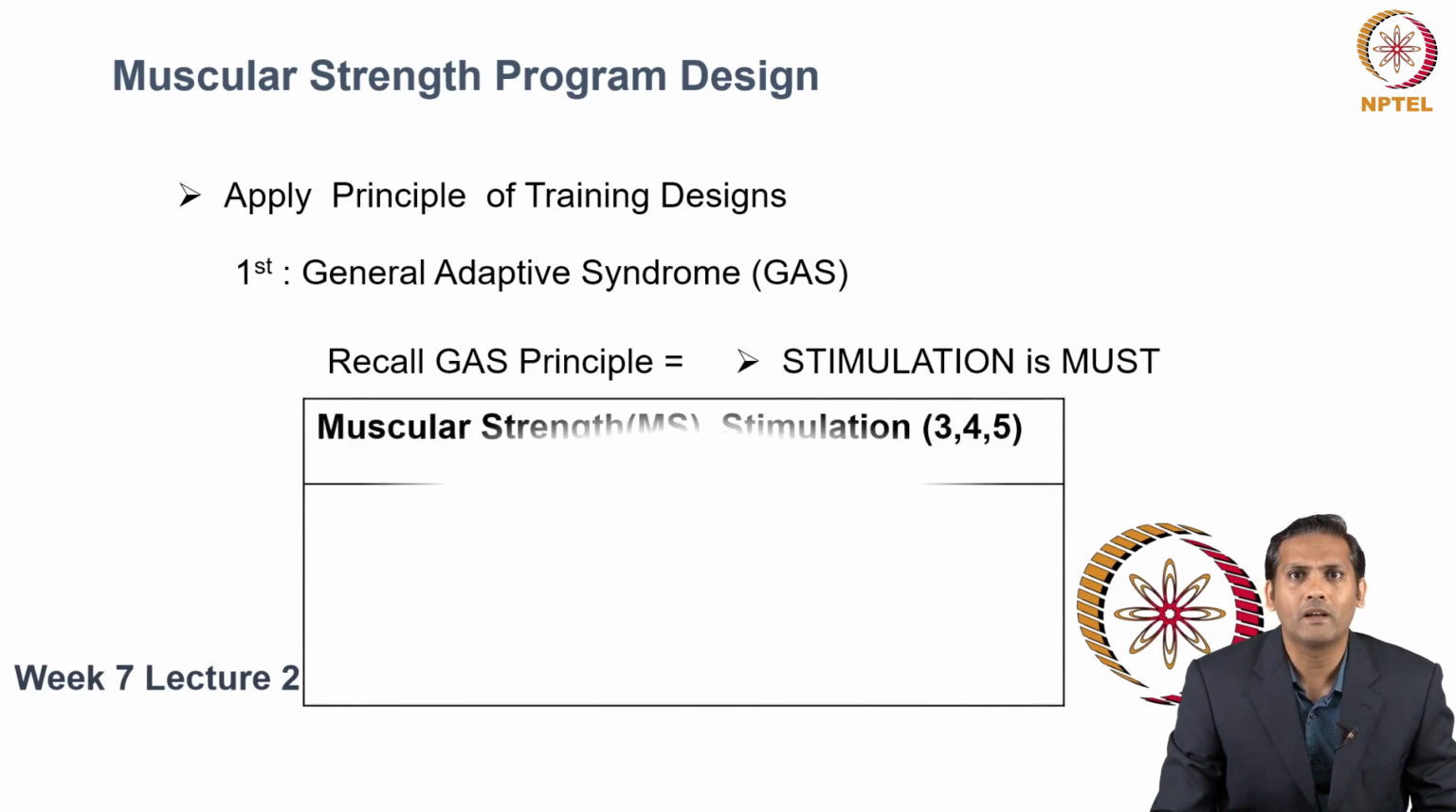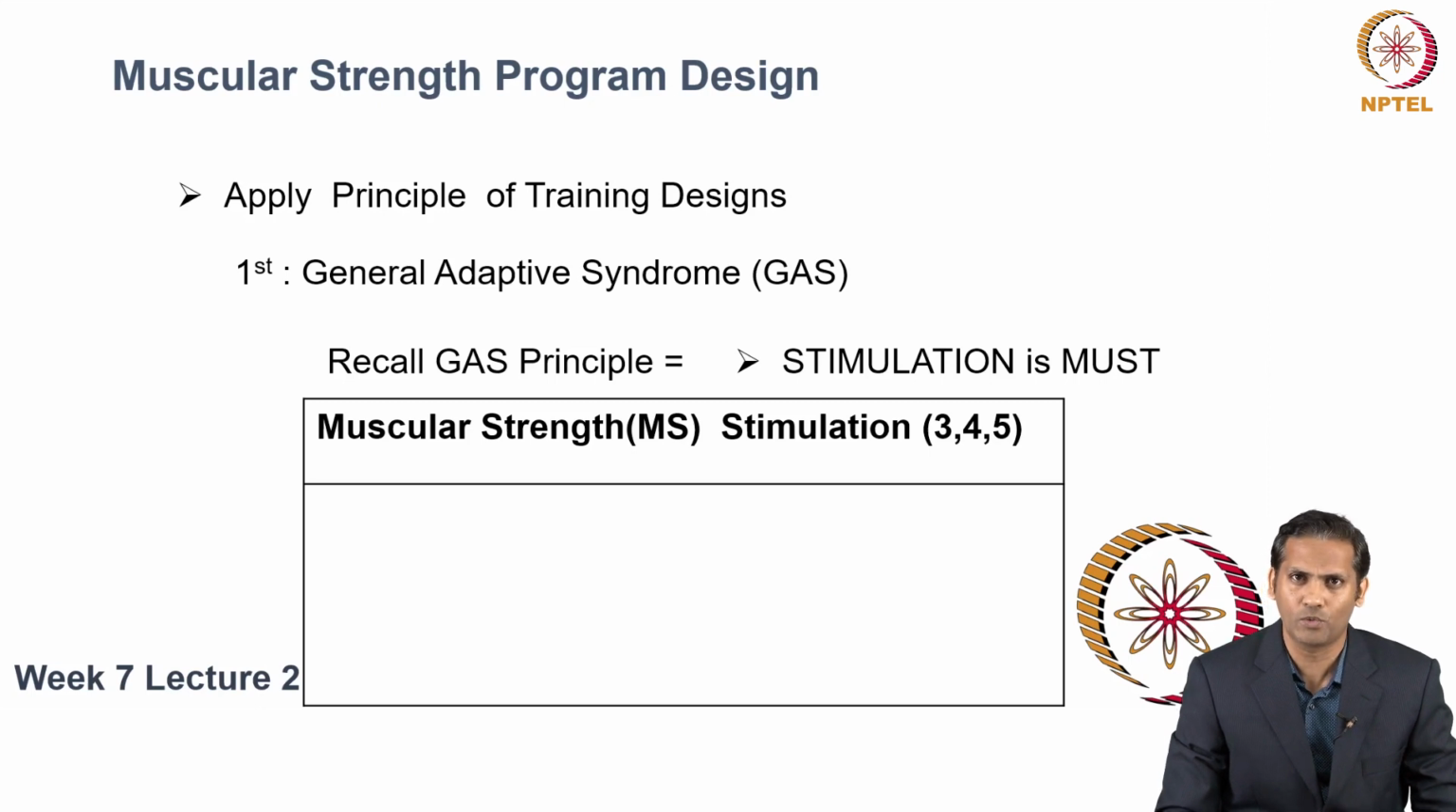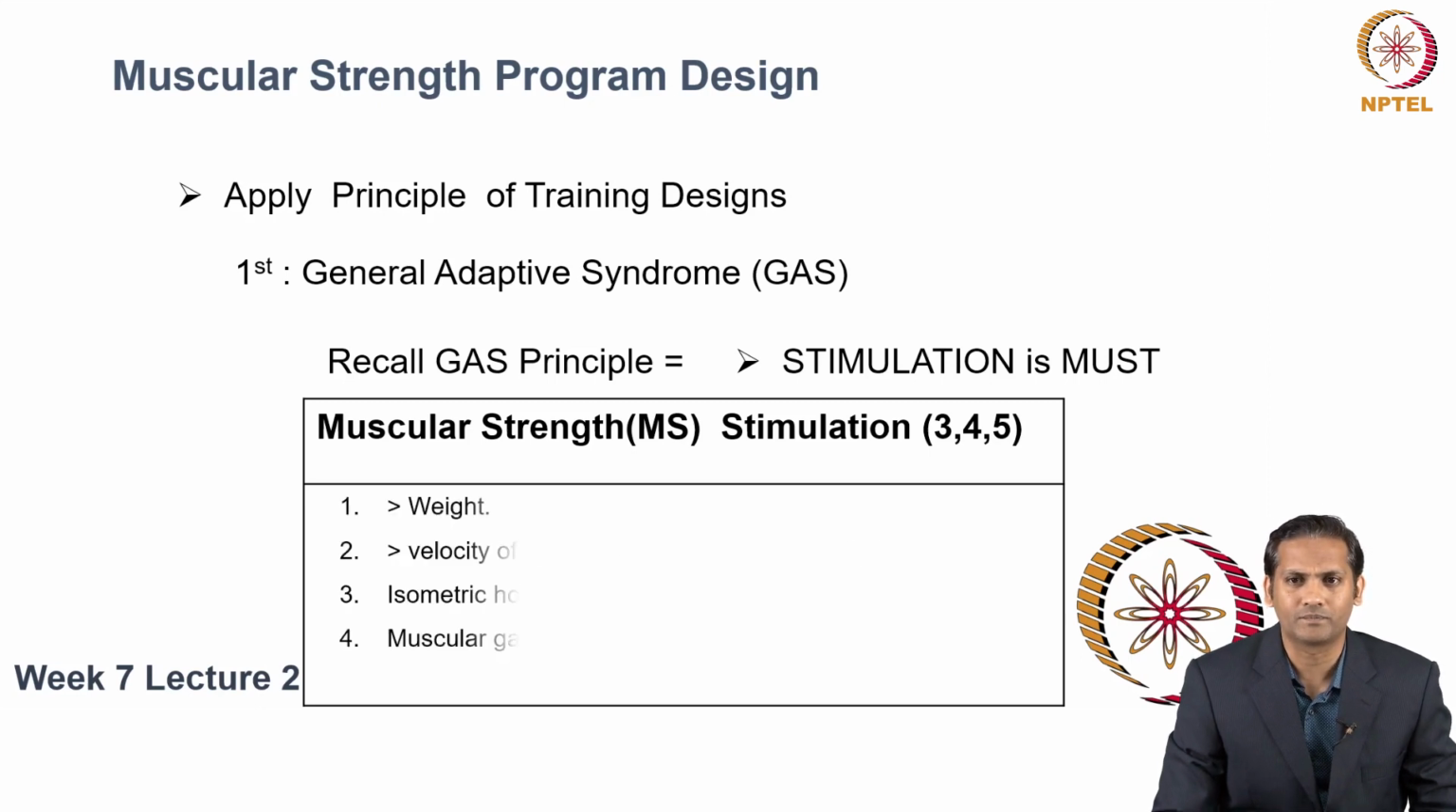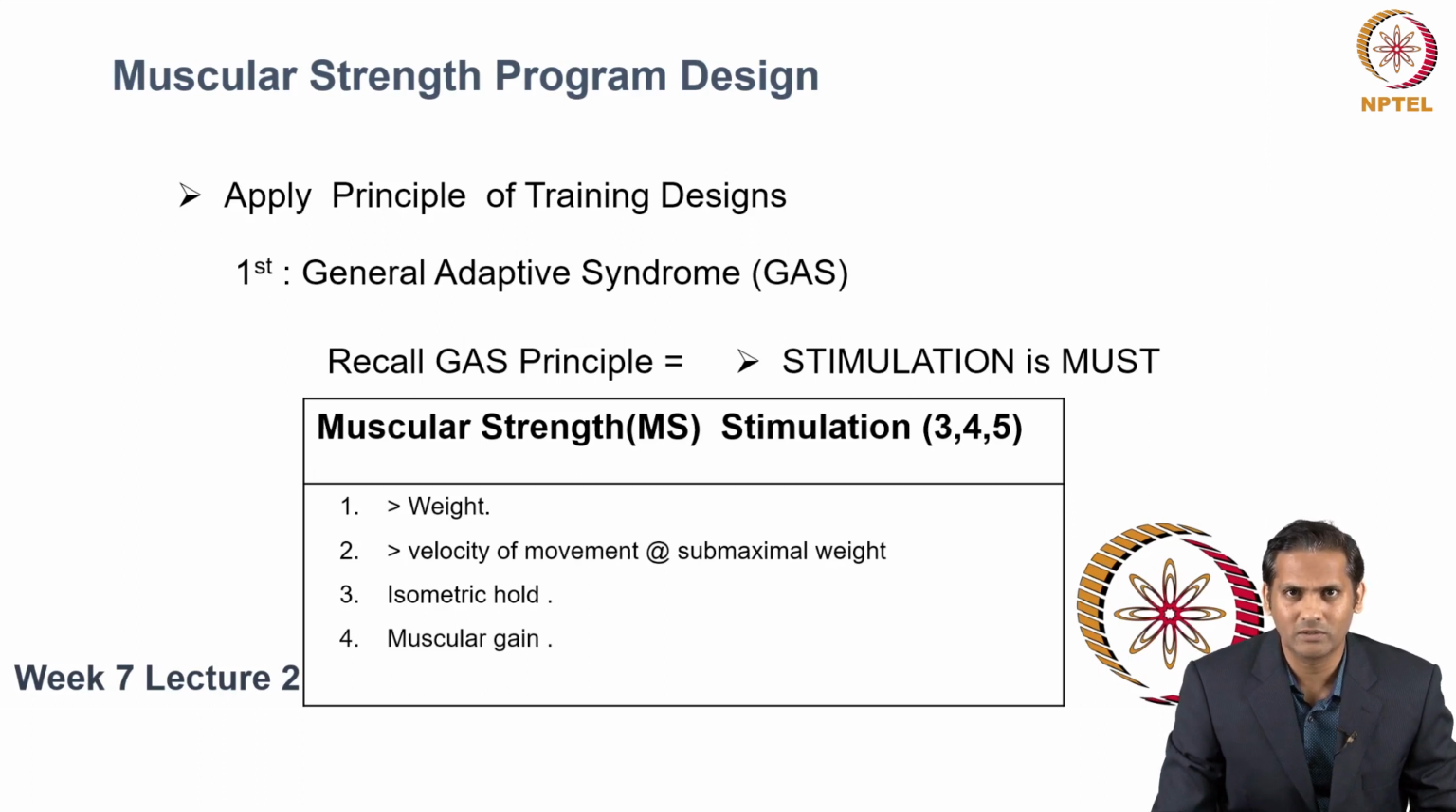It starts by recalling the different ways you can provide stimulation in order to achieve the goal of muscular strength development. These are: you increase the external load, you increase the velocity of movement at submaximal load or submaximal weight, you use isometric holds, and lastly, you increase your muscle size in order to gain muscular strength.